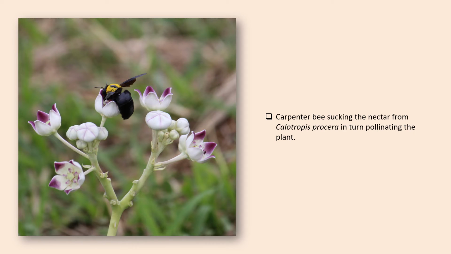This is a picture of a carpenter bee, Xylocopa species, feeding on the nectar of Calotropis procera and as well as pollinating the plant. I have only seen this plant once in Chamtara. I don't know if it's available anywhere, but it's a very beautiful flower.